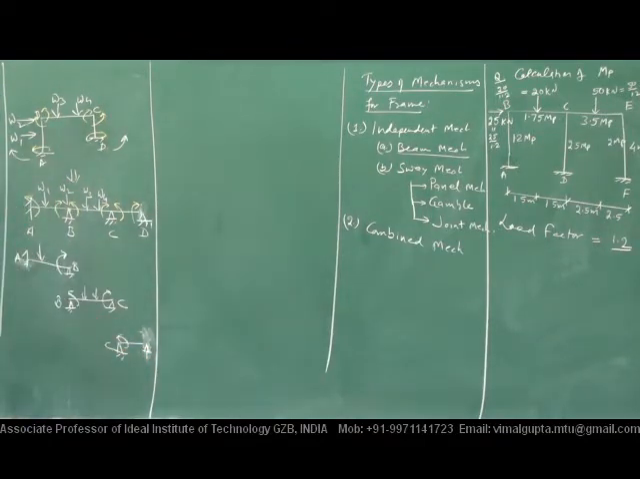Clear to everybody? And in beam mechanism, for each individual case, what is the value of the collapse load? If that load is W1, then what is the maximum value of W1 which can be resisted by the member AB?